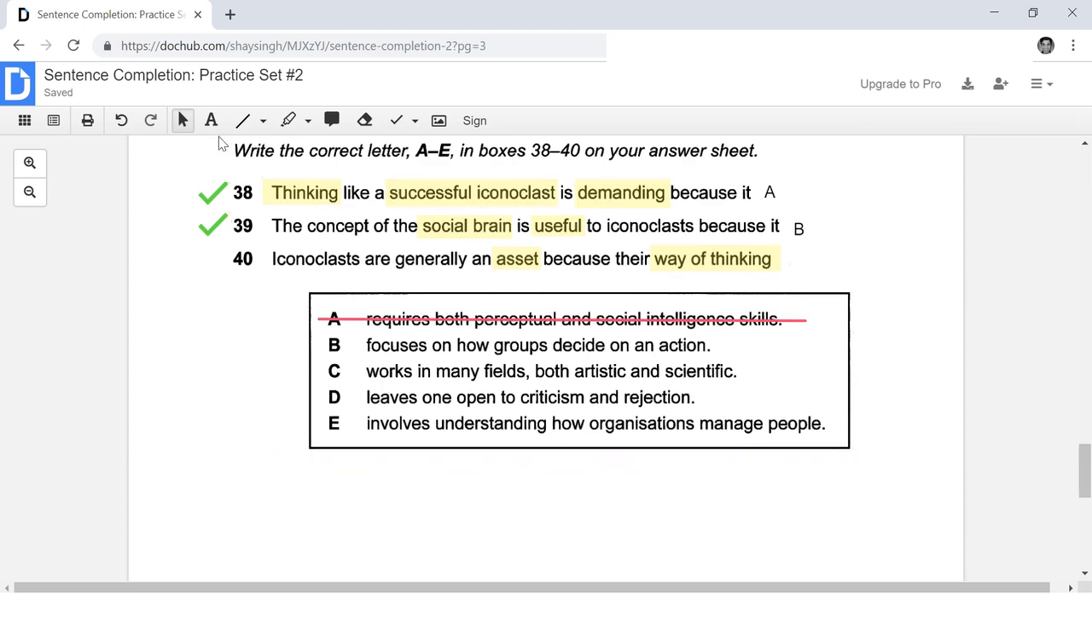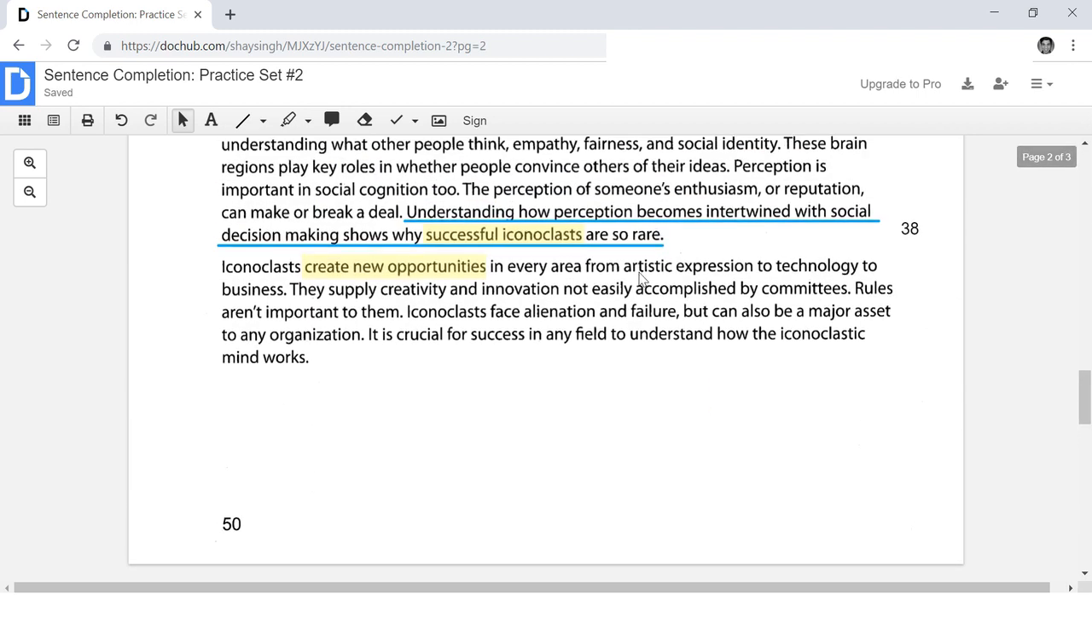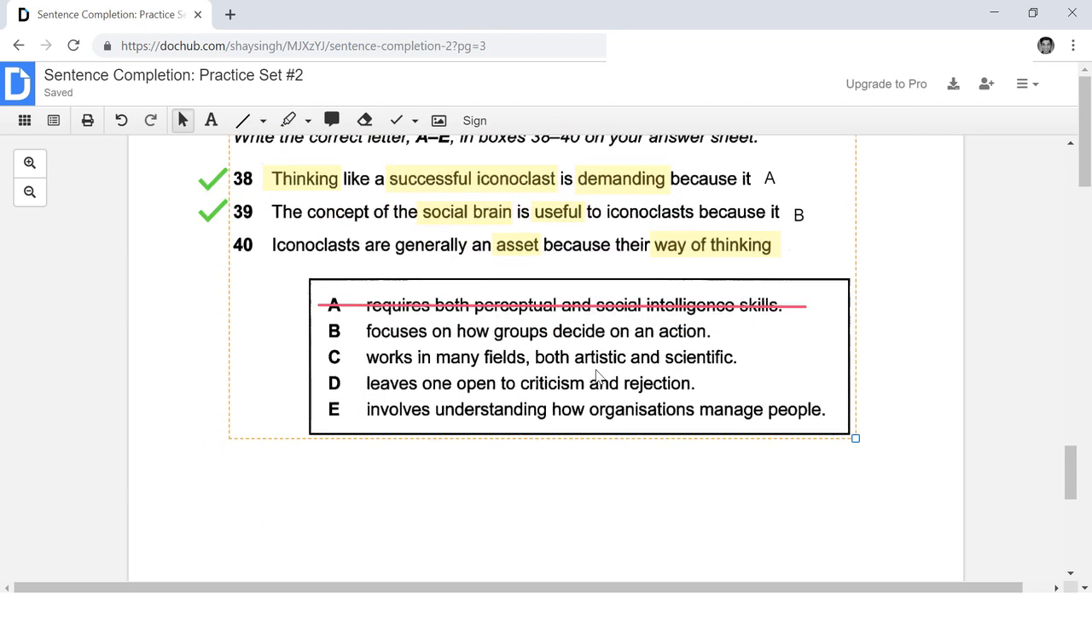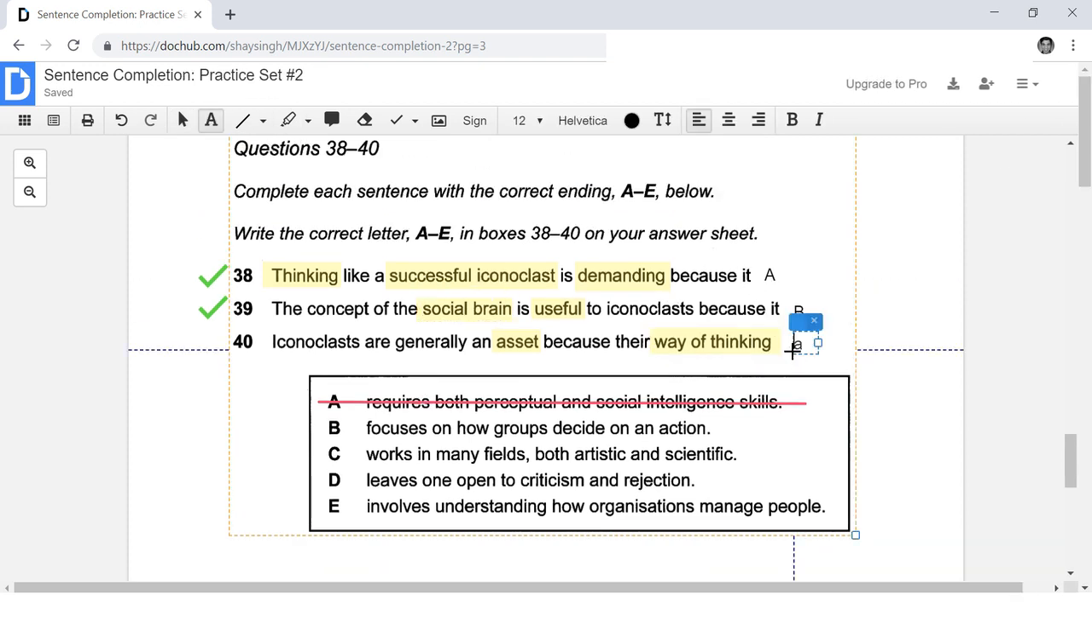Here we go. Works in many fields, both artistic and scientific. Artistic and scientific, that is synonym language for artistic expression, technology, business. See that? That is synonym language, artistic and scientific. So the correct answer for this is going to be C.